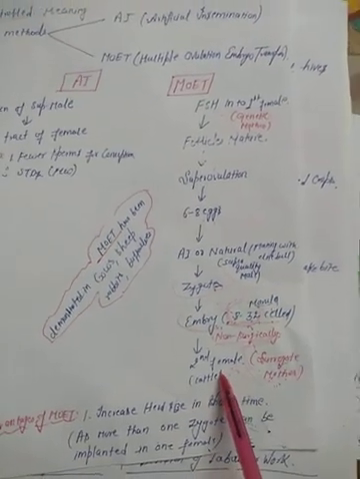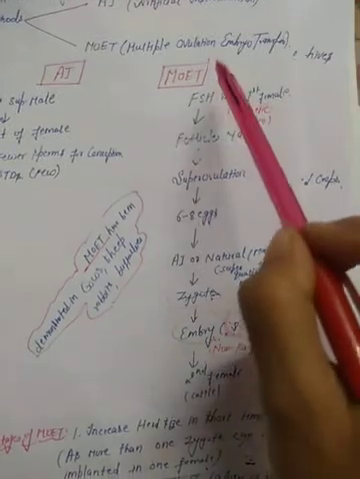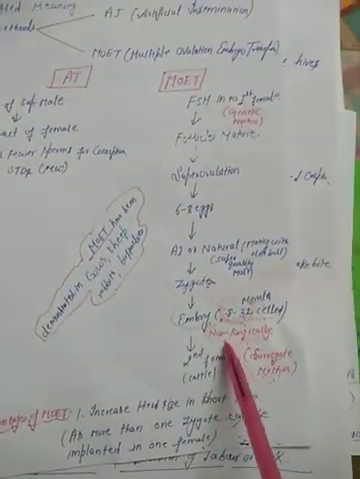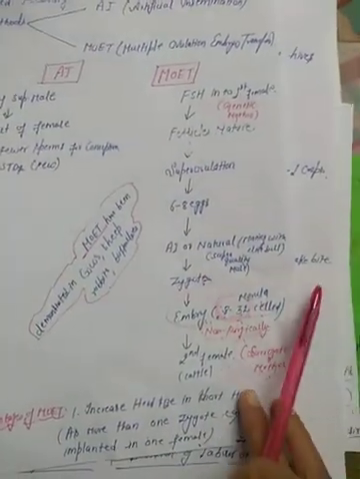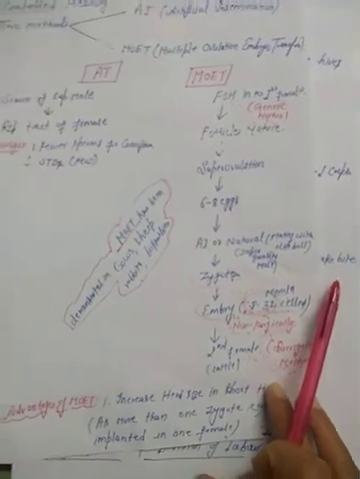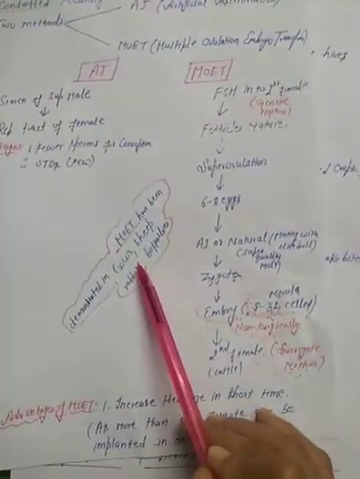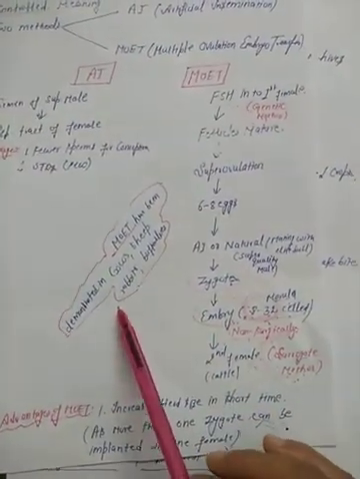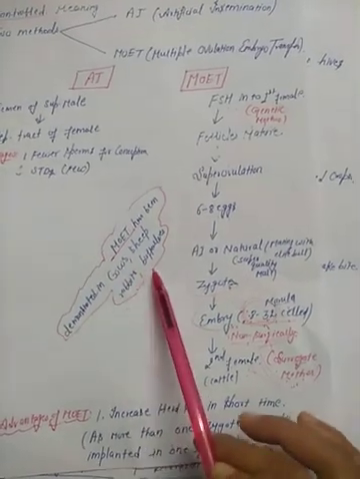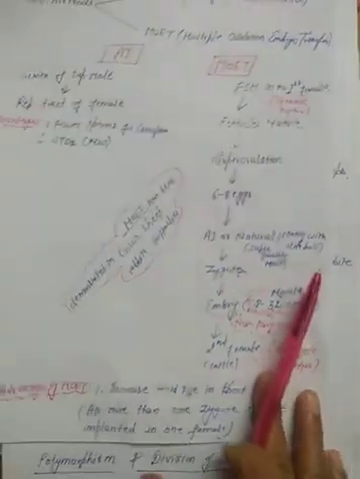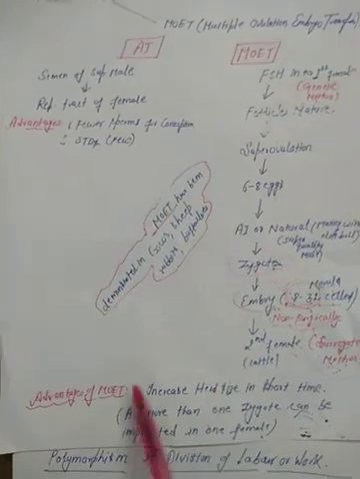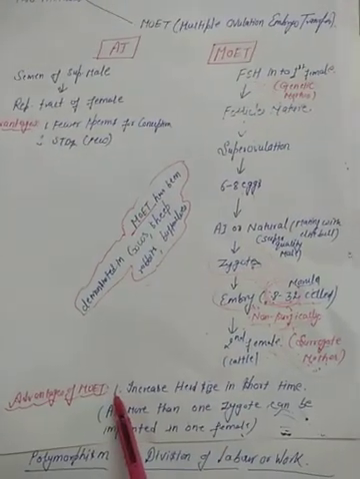Clear? So usually this is the technique of MOET in simpler steps. Clear? Now, I have told you earlier that it has been demonstrated in cows, sheep, rabbits, buffaloes, mare, etc. Now, what are the advantages of this technique?